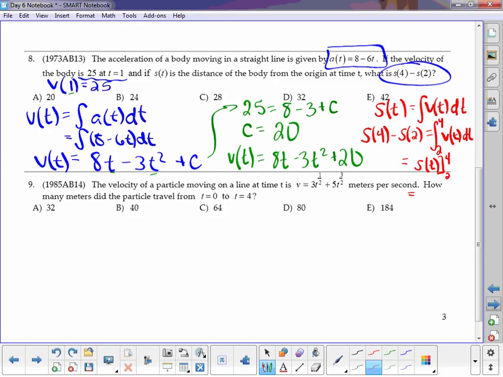Then the Fundamental Theorem of Calculus says we just do that at 4 and then subtract that at 2. Does that make sense? You can go the long way of integrating this and solving for your C, or the quicker way is that this is just the change in position from 2 to 4, so the integral from 2 to 4 of velocity. Either way, you end up getting the same answer. Questions on that?